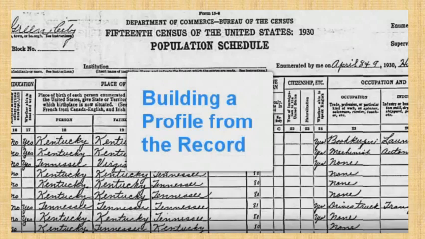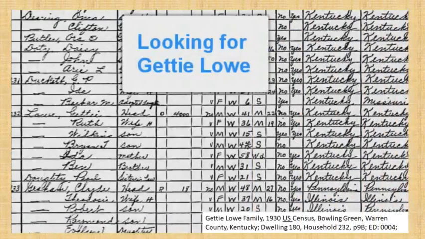And we're going to be looking for a specific record, one that we may know a lot about the family, because again, it's the 1930 census. So we're looking for a Getty Lowe. Now, Getty Lowe was my great uncle. So I knew the family, and so let's find them in Bowling Green, Kentucky. That's Warren County, Kentucky census for 1930. And there's the family.